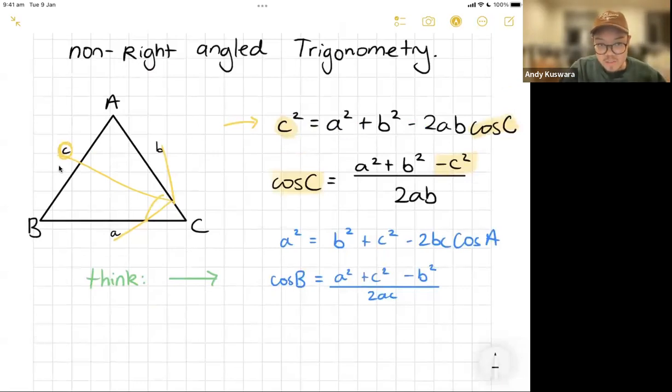C squared is a side. So that means I'd probably use this formula if I'm looking for a side. But cos c, I'm now talking about an angle. So if I'm looking for an angle, I'd probably use the second formula. If you are pretty cluey with your math, you will soon realize that you can rearrange the formula to give the other. But yeah, in the reference sheet, they do give you both.